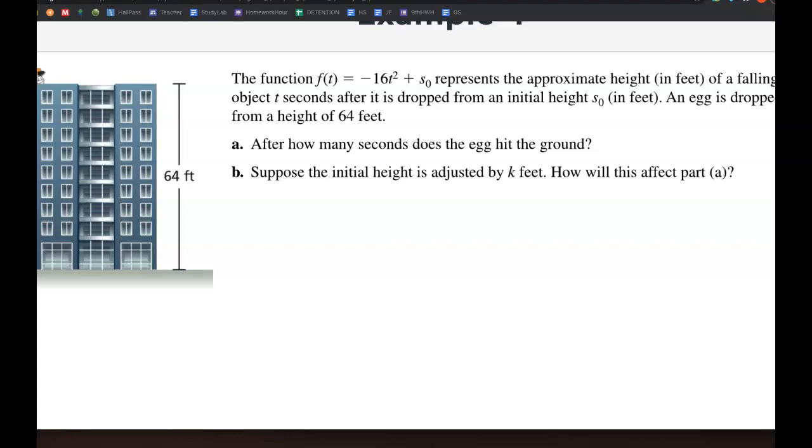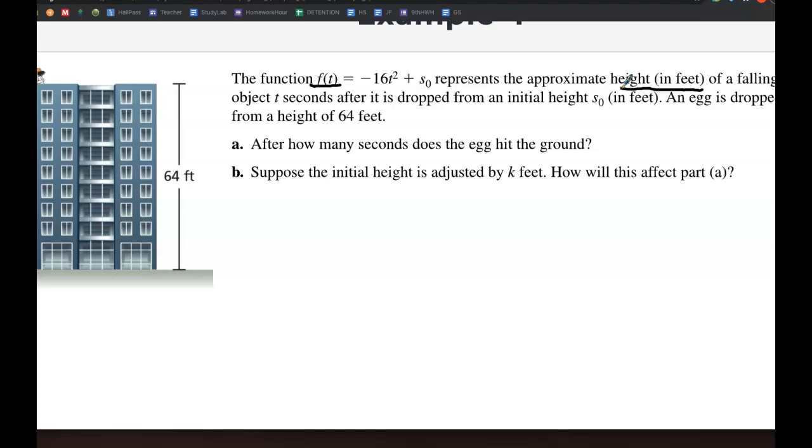Function f of t equals negative 16t squared plus s of o. What's that? Represents the approximate height in feet. So what does f of t represent? What does f of t represent? Good. So it's the approximate height in feet.